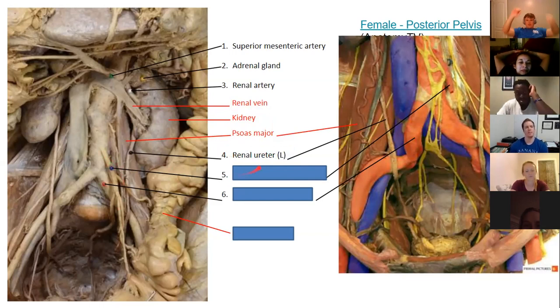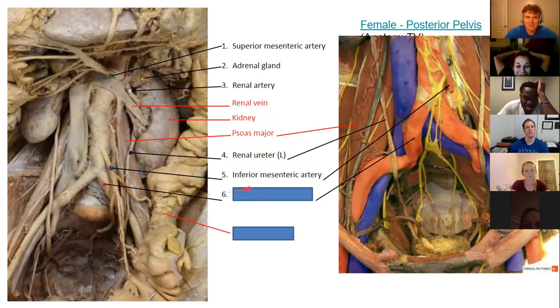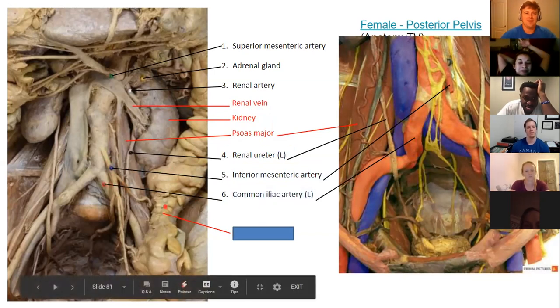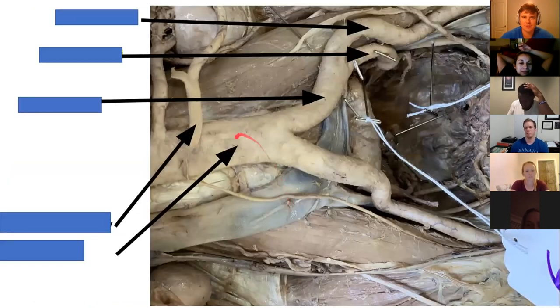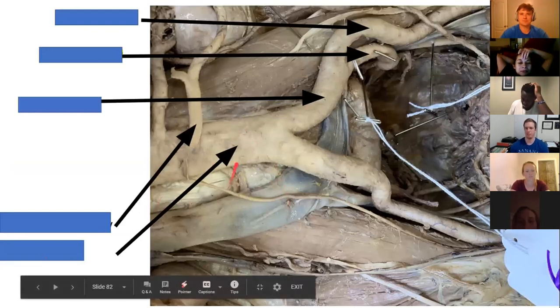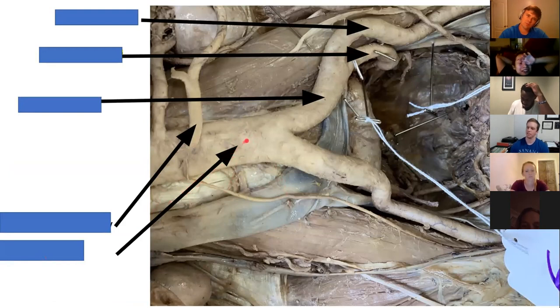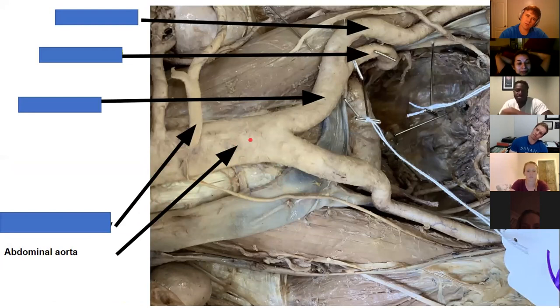IMA. I got rid of a lot of those on my personal PowerPoint. Common iliac? External iliac? Sigmoid. Oh, descending. Close. This is the hardest one of the four. Abdominal aorta or descending aorta? I don't know where it stops.